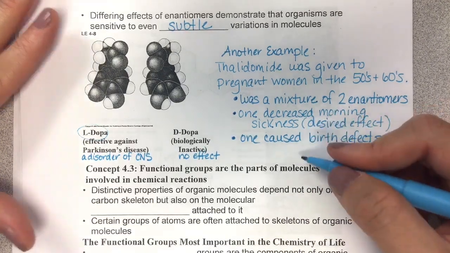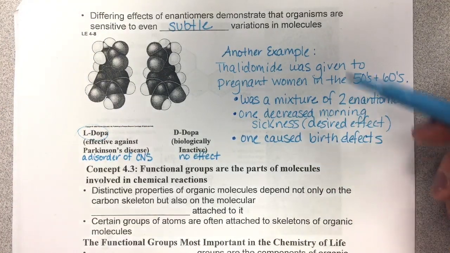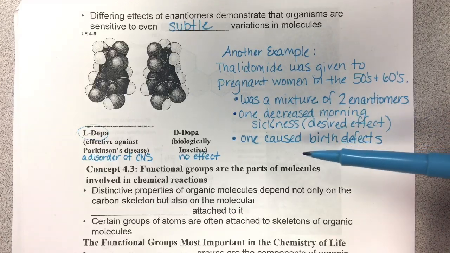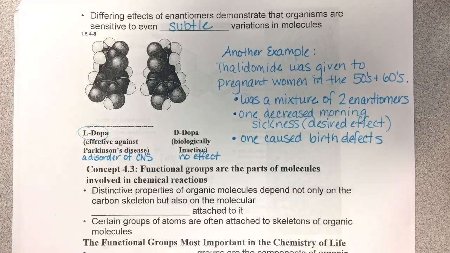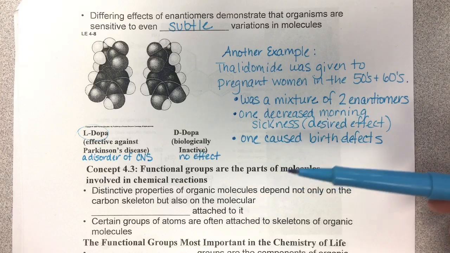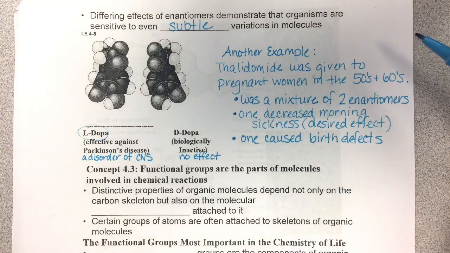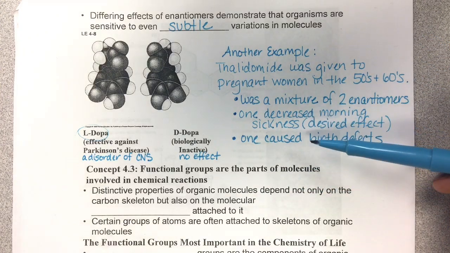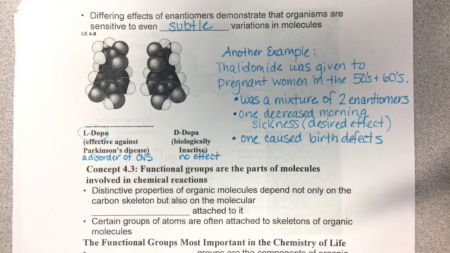All right, and so this is another example of isomers, two isomers of one another, and one having one function and another having a completely different one, even though they have the same formula yet different shape. All right, so those are some real world examples of that.